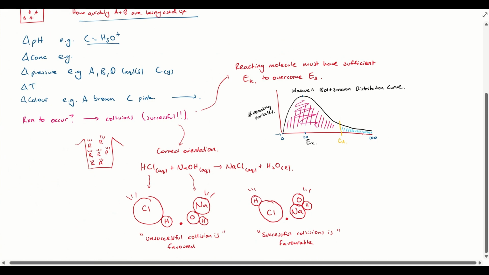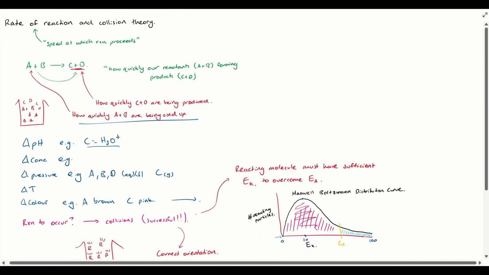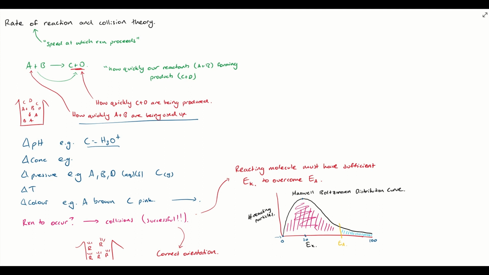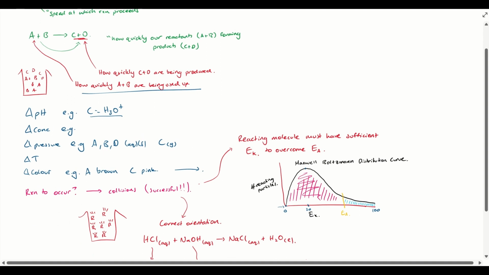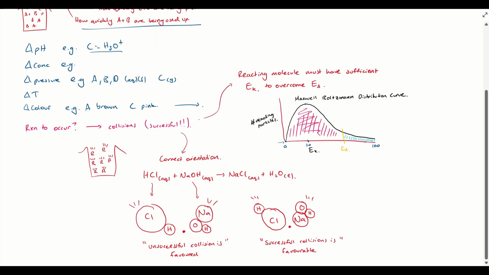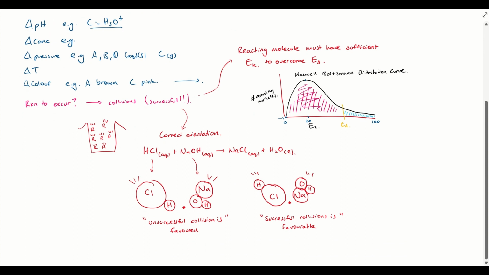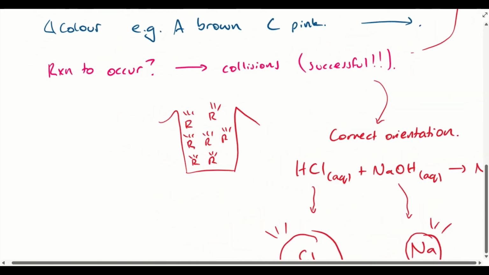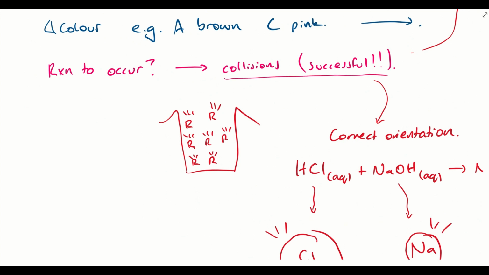So just to sum up, we've done the rate of reaction, and we know that that's the speed at which a reaction proceeds. In other words, how quickly our reactants are forming products. And we can measure this by changes in properties of the chemical system. So changes in pH, concentration, pressure, temperature, color, and there's many others. For a reaction to occur, we have to have successful collisions, and they have to be successful, not just collide. And in order for that to happen, we need correct orientation, and reacting molecules have to have sufficient kinetic energy to overcome the activation energy.